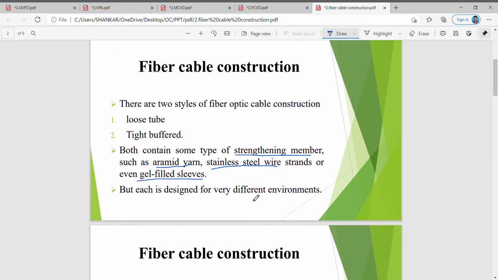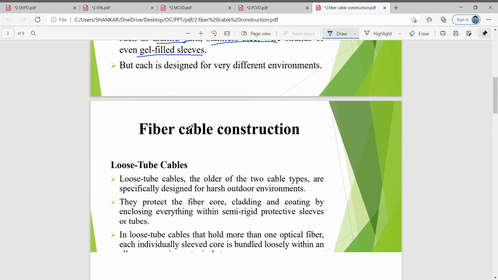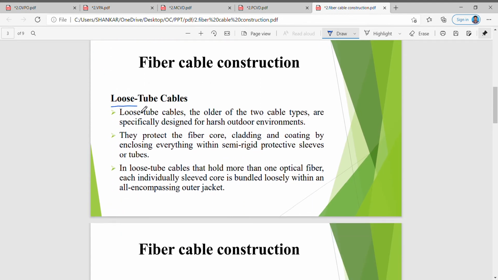But each is designed for very different environments. So fiber cables are constructed using the loose tube and also the tight buffer, but these two cables are constructed for different environments. We cannot use these two for the same environments. They are designed for use in different environments. Okay, first we will discuss the loose tube cables.